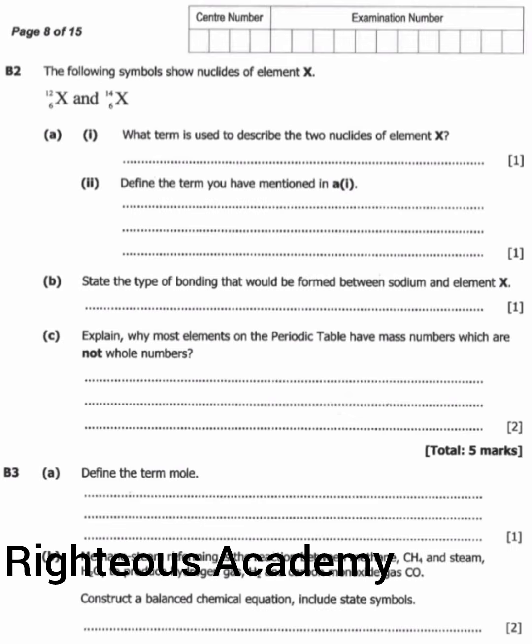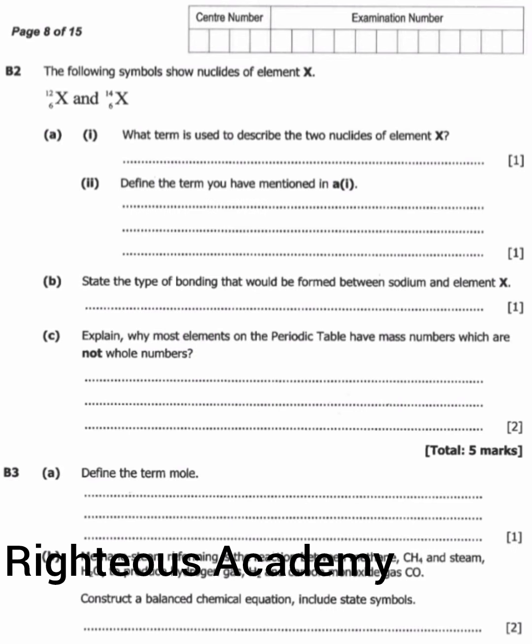The term used to describe these two nuclides is isotope, because as you can see here we have these two nuclides, and by the way, these two nuclides, it is the same as saying these are atoms. And when we see different atoms of one element, it only means one thing in chemistry, which is isotope. So here we were talking about isotope. So question A1 required us to write isotope.